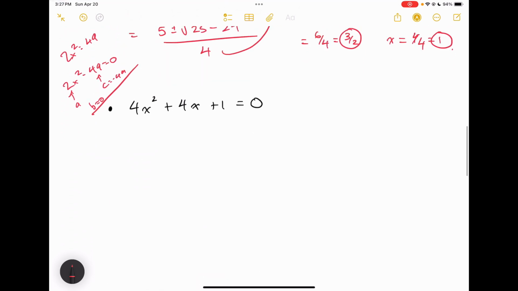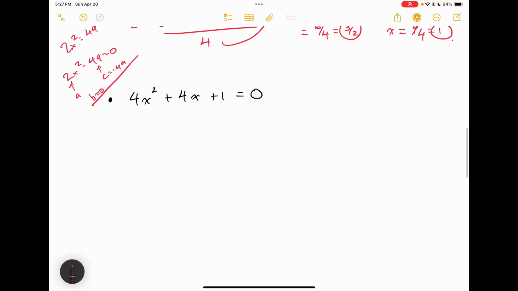Let's give another one of these a try. For 4x squared plus 4x plus 1 equals 0. Once again, let's write out the quadratic formula as it is. Negative b plus or minus the square root of b squared minus 4ac all over 2a. So b here is 4, a is also 4, and c is 1.